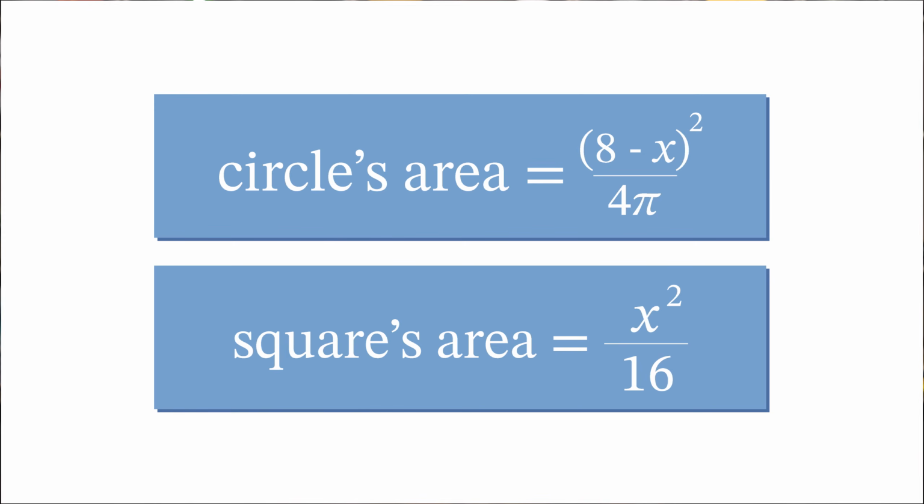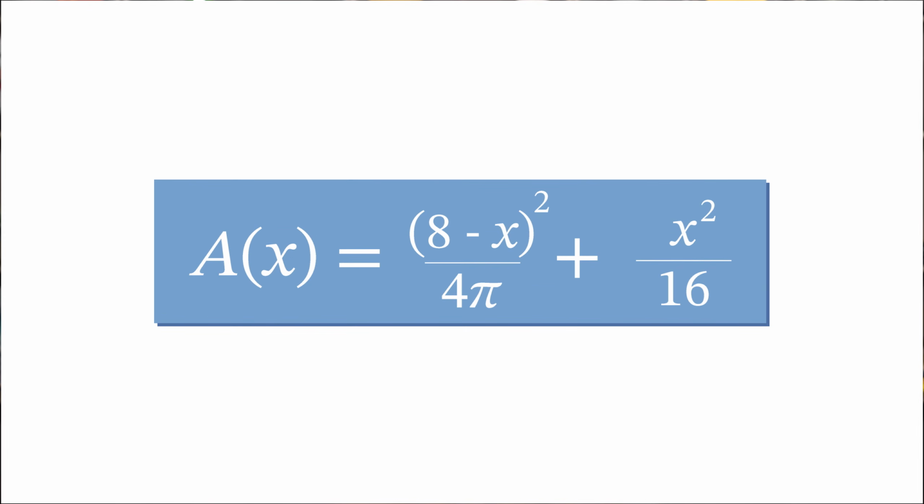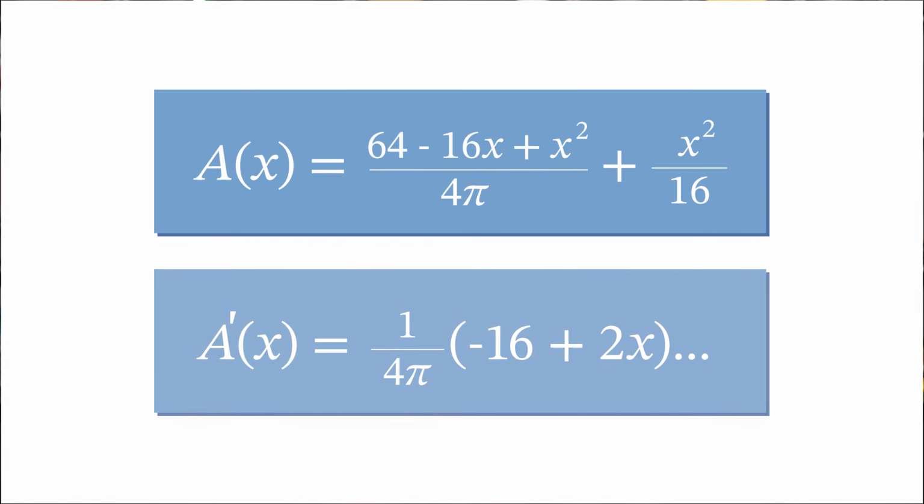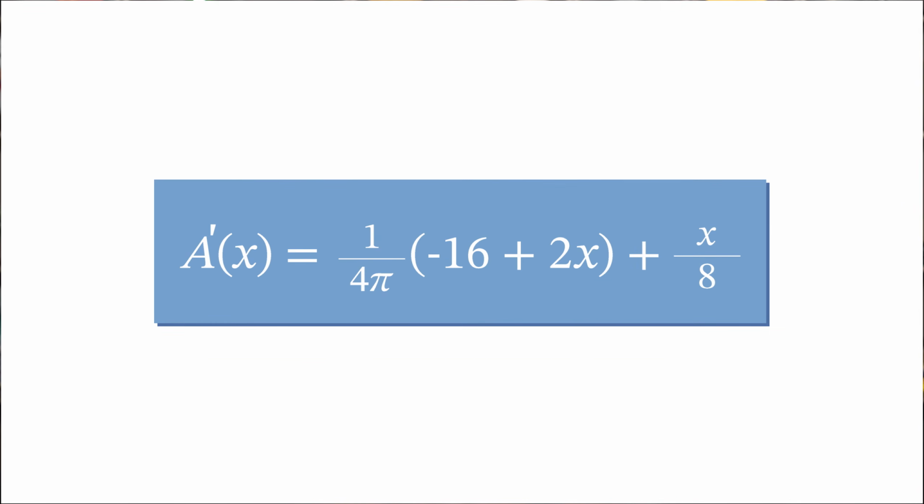Let's put them together to get the area function. Before taking the derivative, let's expand the numerator of the first term. To find the derivative of the first term, we could use the quotient rule. However, since the bottom is a constant, we can just factor it out and take the derivative of the top. 1 over 4 pi times the quantity negative 16 plus 2x. Then we can add the derivative of the second term, which is x over 8.